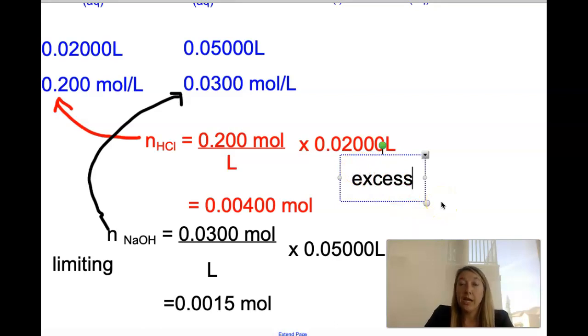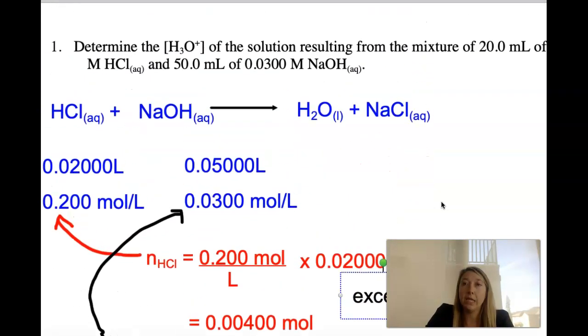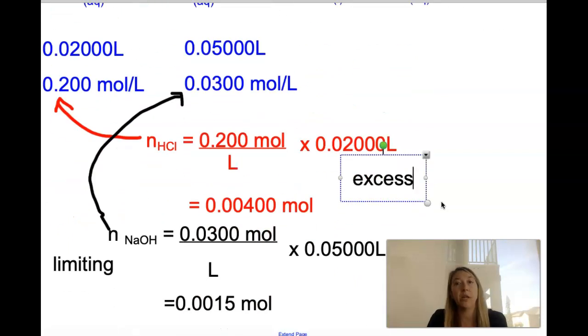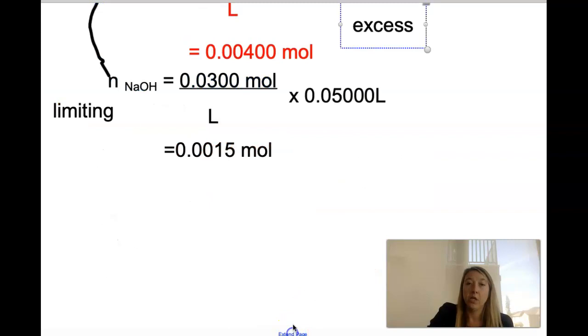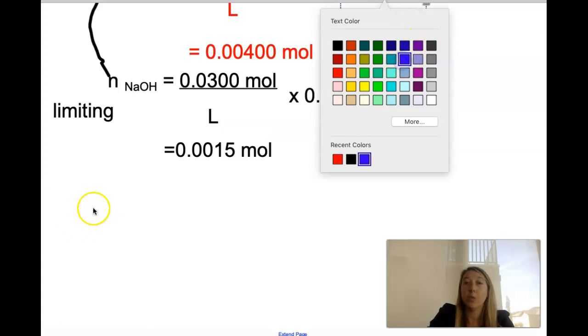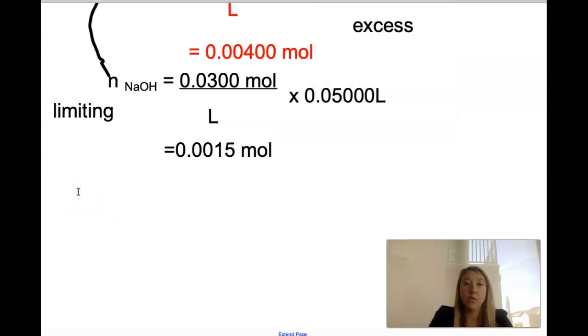So where this question now goes to, right, if you think about what it was asking us, it's to determine the hydronium ion concentration of the resulting solution. So if I have 0.0015 moles of sodium hydroxide, and that's my limiting reagent, and it's a 1-to-1 ratio between the two of them, I am going to use up the same amount of HCl. So what I can now determine is how much HCl is going to be left, right? So once we do that neutralization, how many moles of HCl are going to remain?